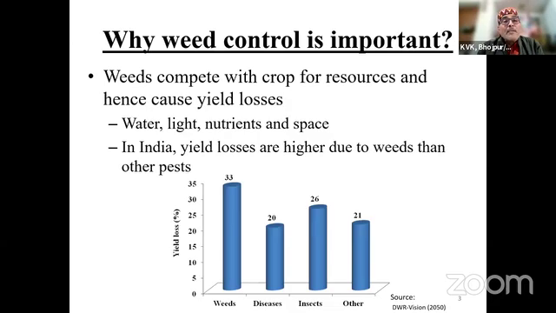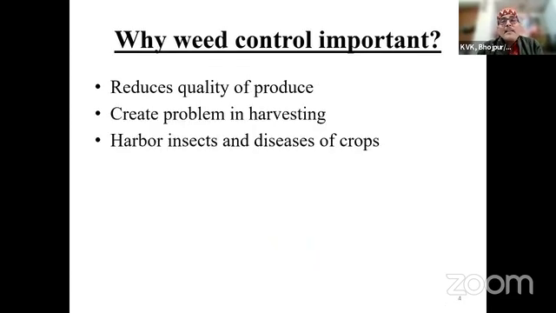The very important question is why weed control is important. Weed competes with the crop for resources, water, light, nutrients, and space, and hence causes yield loss. In India, yield losses are higher due to weeds than other pests. Here we can see that the yield loss due to weed is 33%, disease 20%, insect 26%, and other factors 21%, like climate and other management practices. Weeds also reduce the quality of produce, create problems in harvesting, and harbor insects and diseases. So weeds are very important to be controlled.